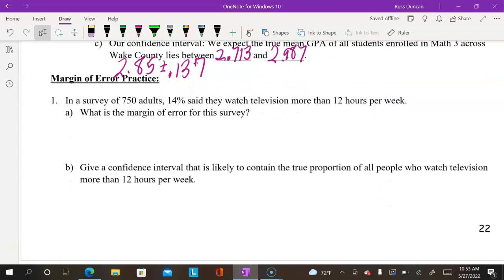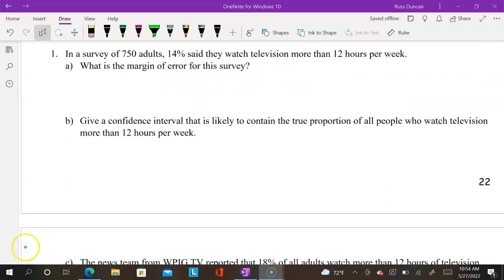Okay, so let's just do a few more of these. All right, I'll do this one with you, and then I'm going to pause it and give you a minute, and then you can fill out the worksheet and see if you can do these. So what is the margin of error for the survey? Okay, so it's margin of error. All right, so we've got 14%.